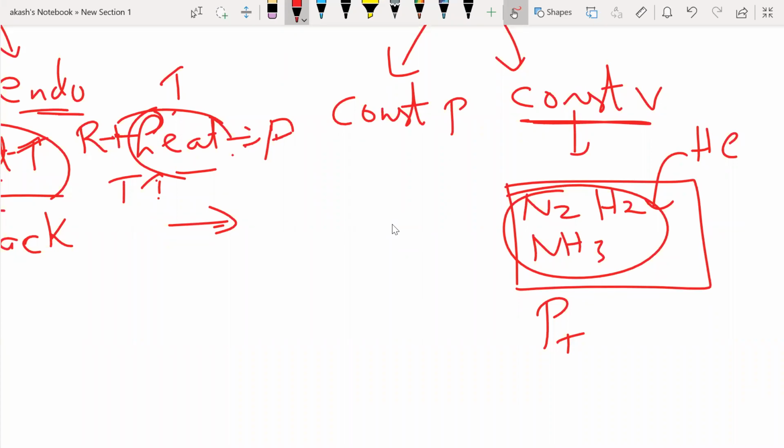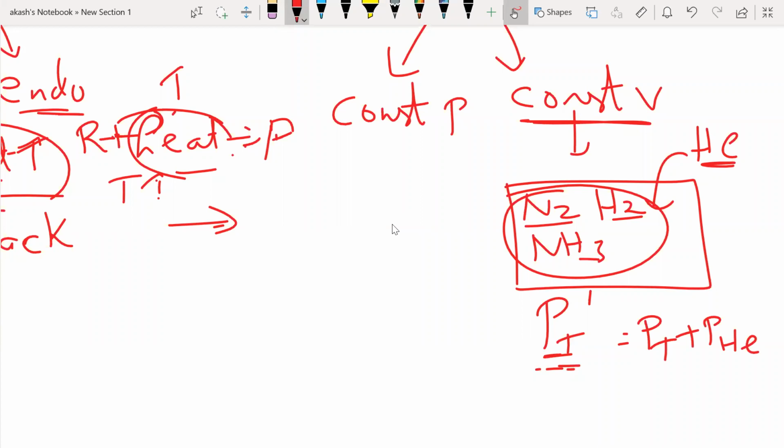Okay, 1 second, guys. Okay, fine. So if you do that, this will also have some pressure, isn't it? Now, obviously, the total pressure will change. Inside the container, the total pressure P total was due to this, this, and this. Now, the new P total dash will be equal to the total pressure in the previous case, that is only due to N2, H2, and NH3, plus the partial pressure due to helium.